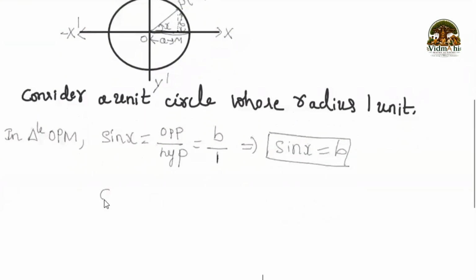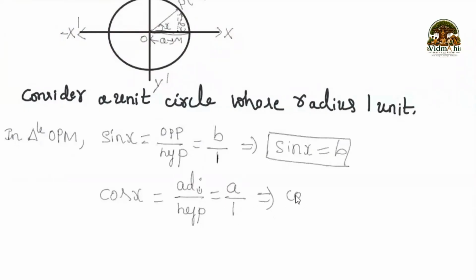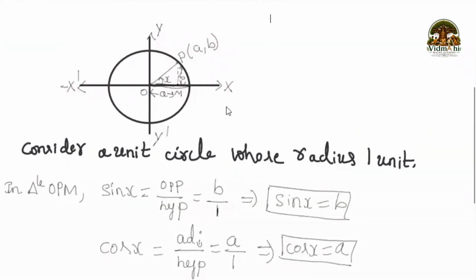Next, cos x. Consider the same triangle OPM. In this triangle, cos x means adjacent by hypotenuse. Adjacent side is nothing but A and hypotenuse is 1. So cos x is equal to A. Now we can represent the coordinates of P, instead of A comma B, as cos x comma sin x.